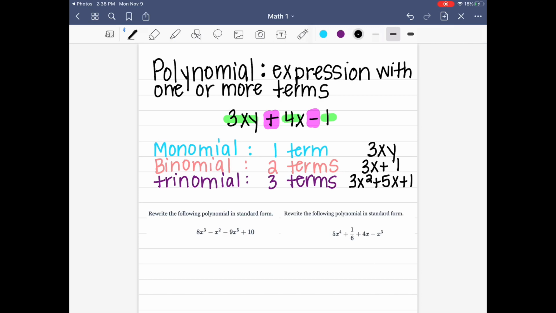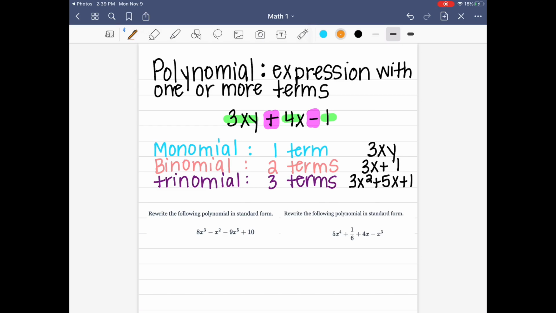A term is separated by addition or subtraction. Mono, for the prefix, means one, so one term. Bi means two, so that's going to be two terms. And trinomial, tri, means three, which is going to be three terms. Now, the only other thing that I wanted to identify here is how to put a polynomial in standard form, and then what are some things that we can identify about that polynomial.